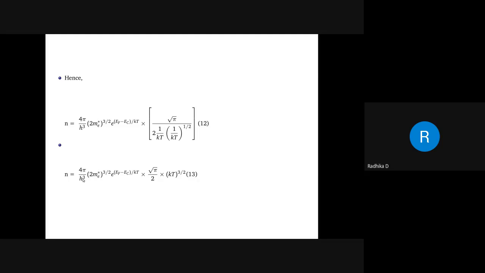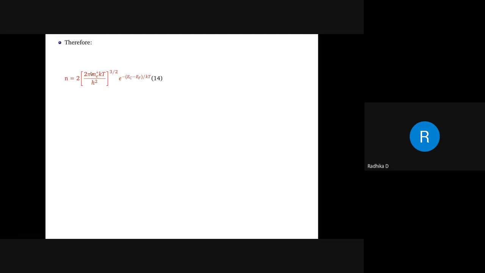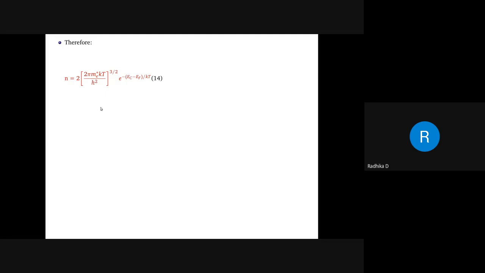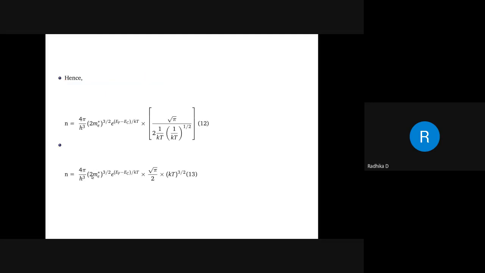One more thing, there is an h cube outside. I'm going to move it within this 3 by 2 bracket. If I want h cube in terms of 3 by 2, what happens? It will become h square. Let's see, this is how your final expression looks like: 2 into 2 pi m star kt by h square to the power of 3 by 2. Can you just compare with the previous? This 2, how did it come? Because you have cancelled this 2 with 4, right? And then 2 pi, that is this 2 to the power of 3 by 2.